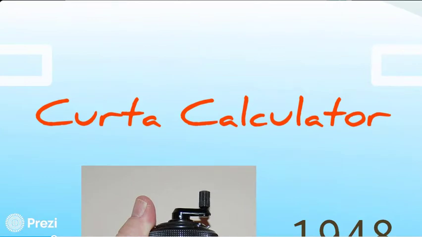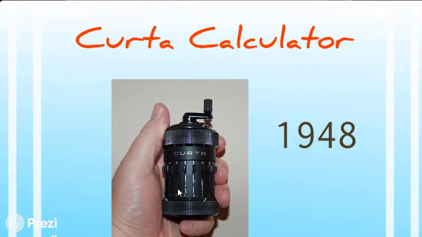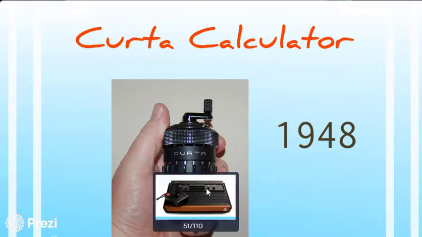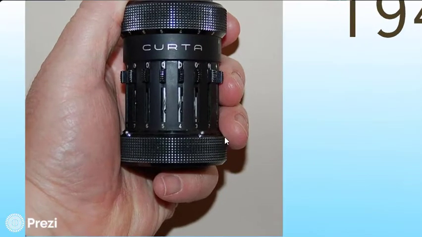Next is the Curta calculator. As you can see, this is how it looks. In 1948, it was a small mechanical calculator developed by Curt Herzstark. It has an extremely compact design, a small cylinder that fits in the palm of the hand. As you can see here, there are switches.